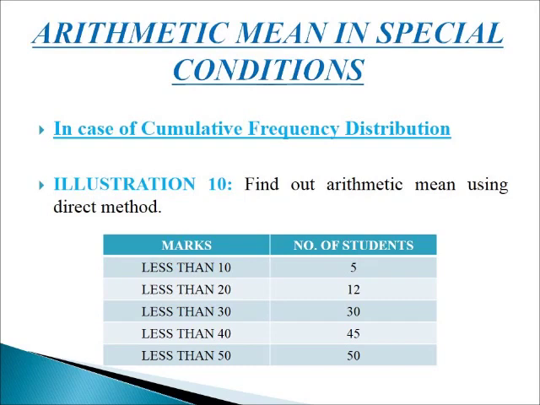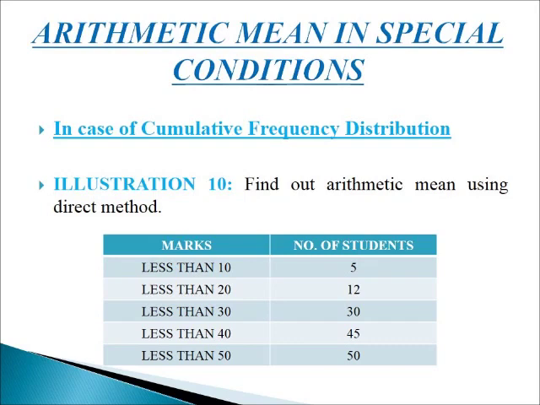Let's start with the first case, that is, in case of cumulative frequency distribution. When the data is given in the form of less than or more than for all items in the series, it is called cumulative frequency distribution. To calculate the arithmetic mean, such cumulative frequency distribution has to be converted into a simple frequency distribution. Let us understand this with the help of the following illustration.